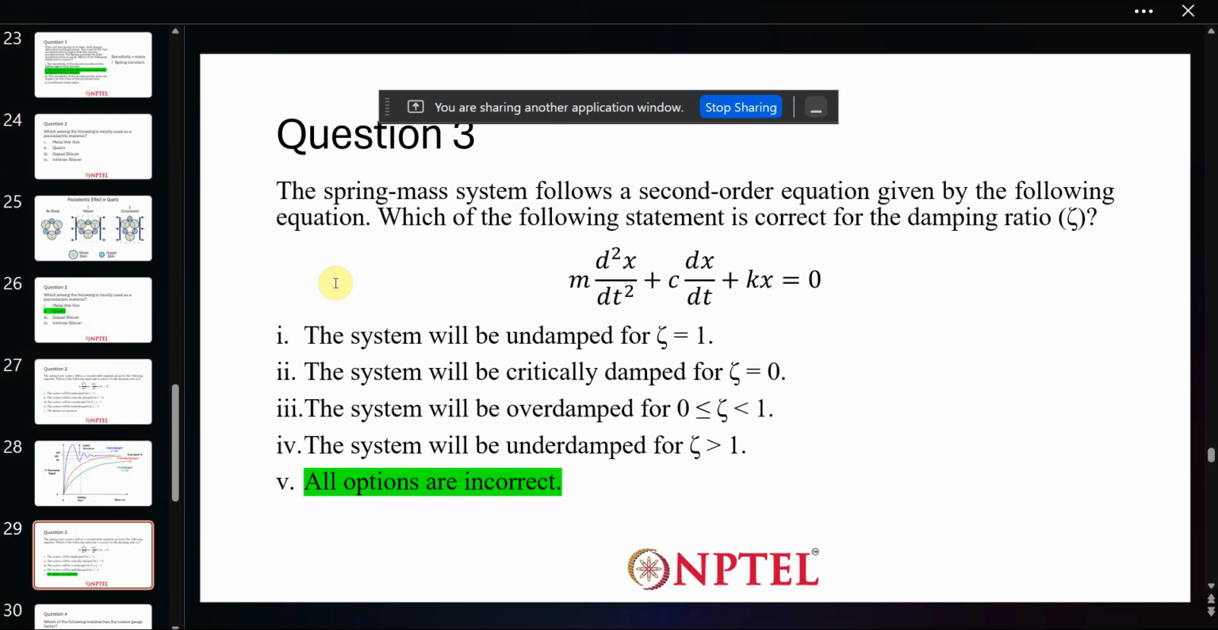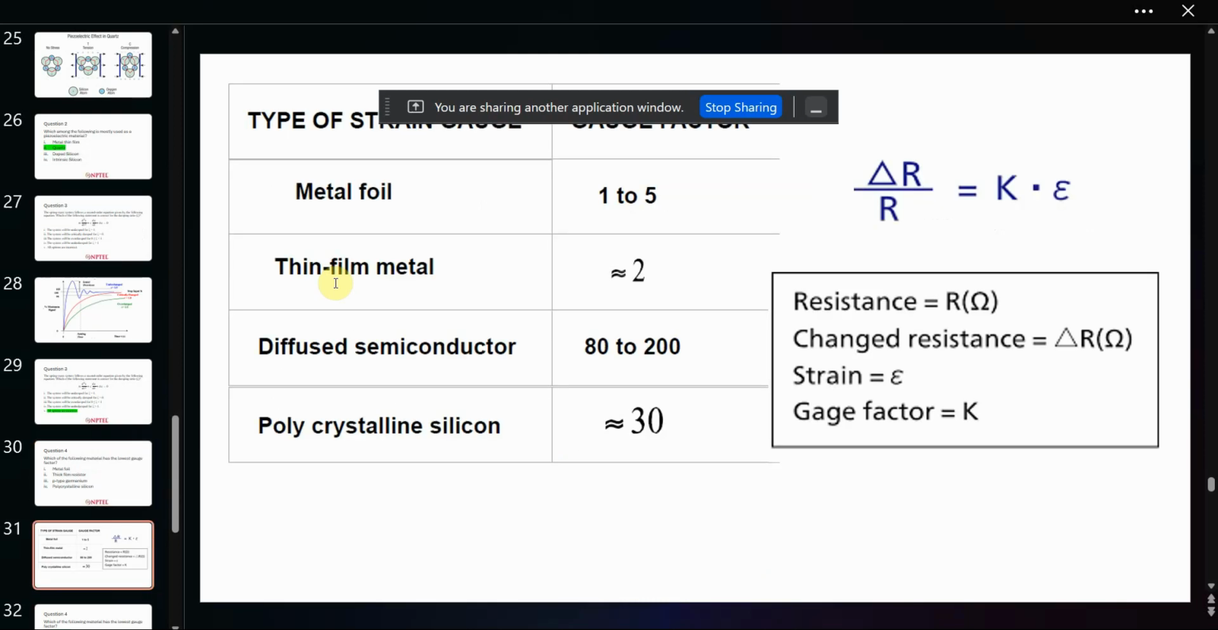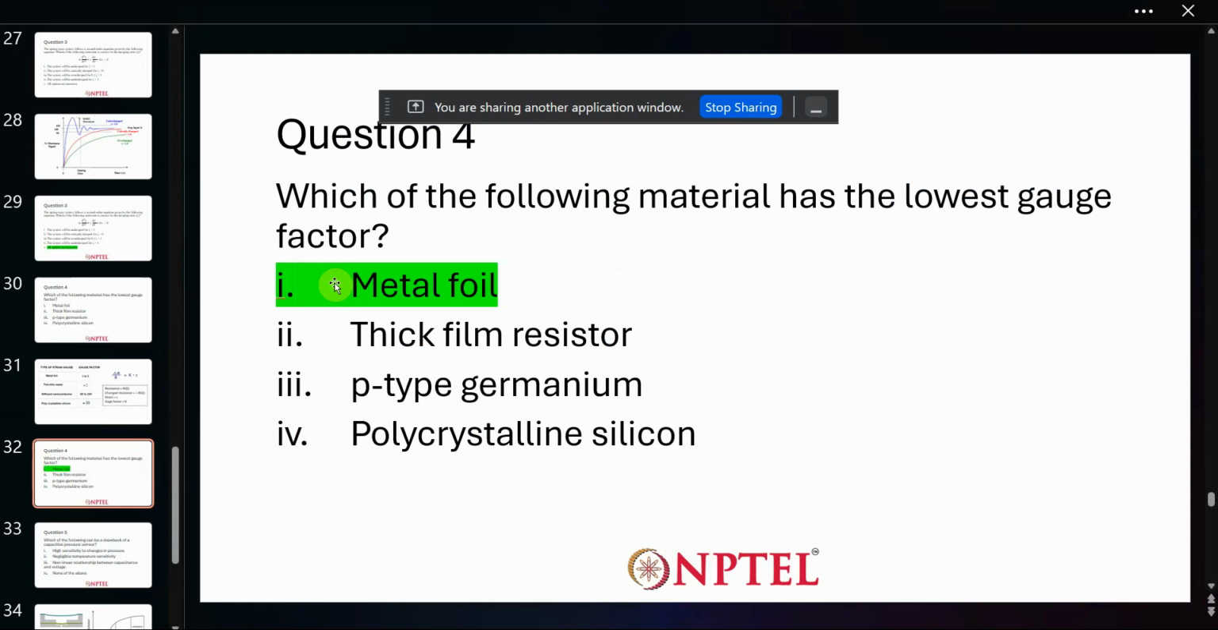So moving to the next question, which of the following materials has the lowest gauge factor? This is given in class. Whether it's a metal foil, thick film resistor, p-type germanium, or polycrystalline silicon. Yeah, we can see from this. Basically metal foil has the lowest gauge factor, between 1 and 5, and then it increases for semiconductor silicon and thick film resistors. So the answer is metal foils.